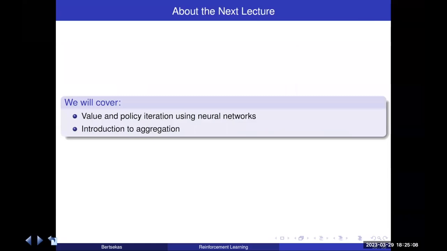We have one more lecture to go. It's going to be again on offline training, doing value and policy iteration using neural networks, and also an introduction to aggregation, which is a different type of gradient-based, backpropagation type of method. It uses a different framework, but it's still an offline training method. It's of relevance to our subject.